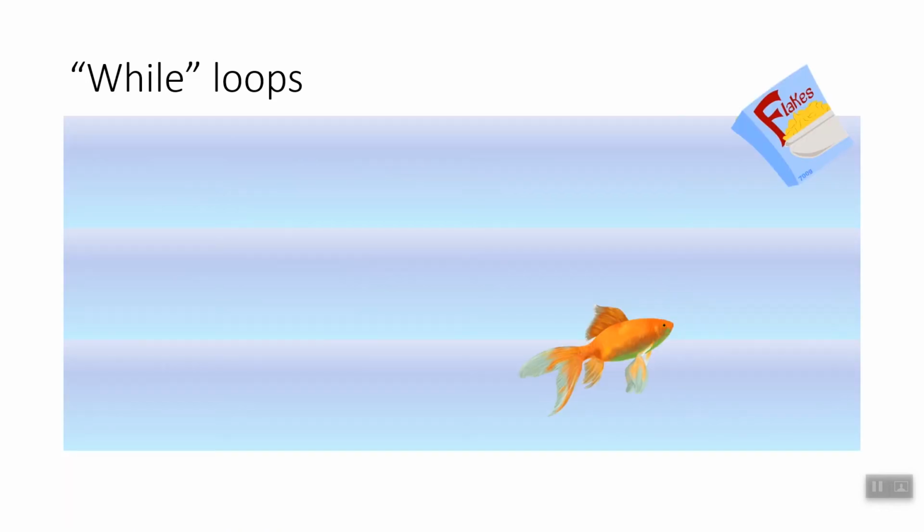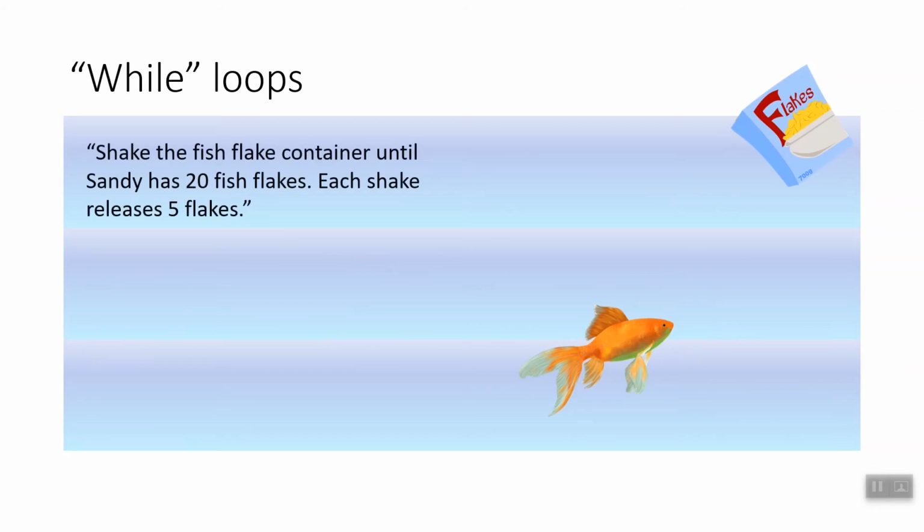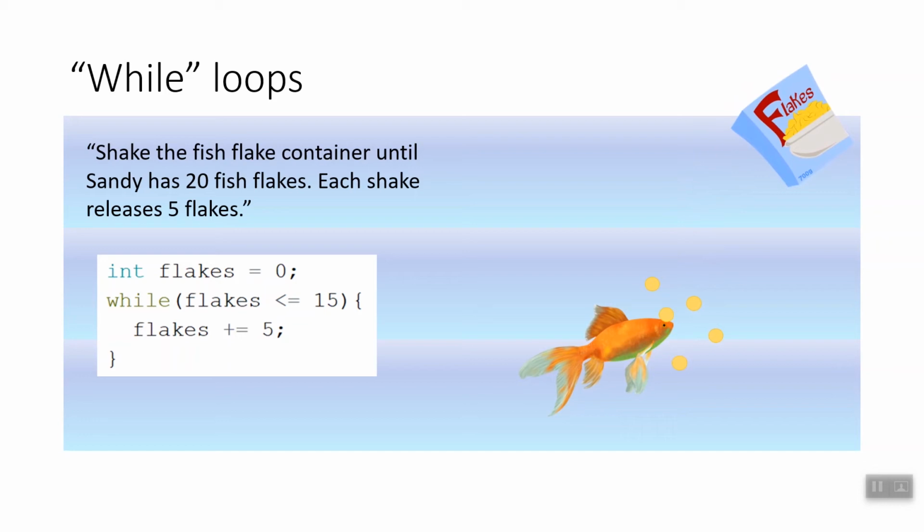Let's bring back Sandy. Sandy needs a certain number of fish flakes every day. We estimate that each shake of the fish flake container releases 5 flakes, and they need 20 fish flakes. We start with 0. If we were to write this as a while loop, this is what it would look like. We have some integer variable called flakes, and we start it as 0. And so while flakes is less than or equal to 15, we increment flakes by 5.